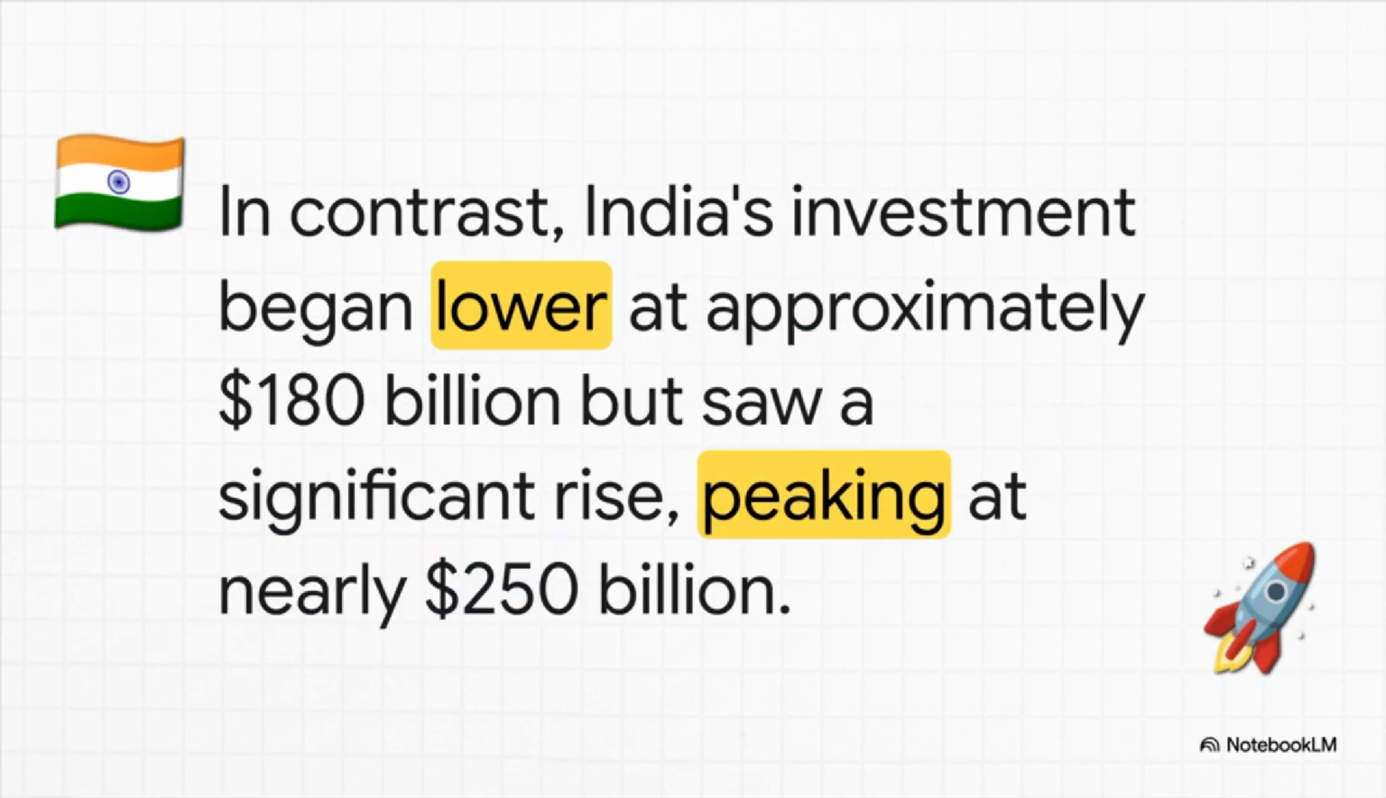And for our final step, the second detailed paragraph, we'll focus on India. And really importantly, we're going to compare it to China. We can use a word like, in contrast, so India started lower, right? Around 180 billion. But then it saw this really significant steady rise, and it peaked at almost 250 billion, finally surpassing China. And there you have it, the full story, logical, complete, and backed up with data.